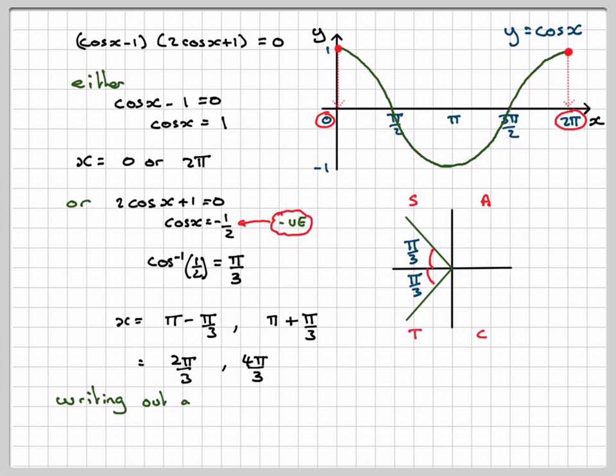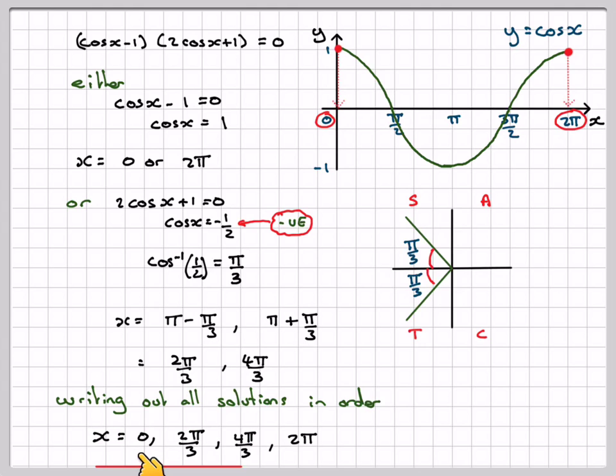Writing out all the solutions in order, we're going to have x is 0, 2 pi by 3, 4 pi by 3, and 2 pi.